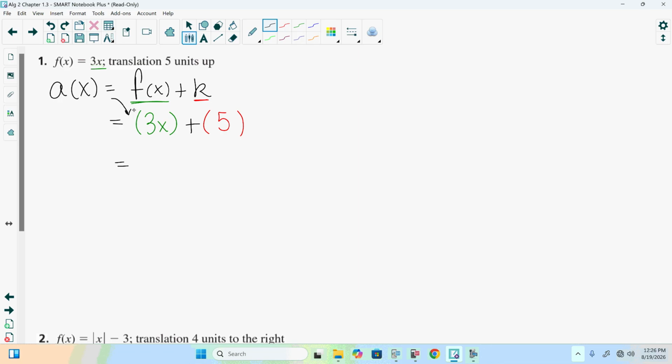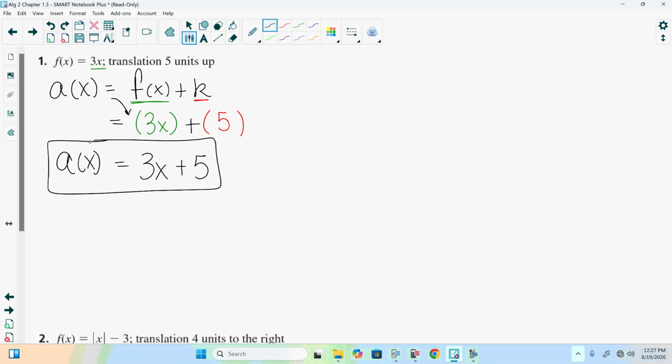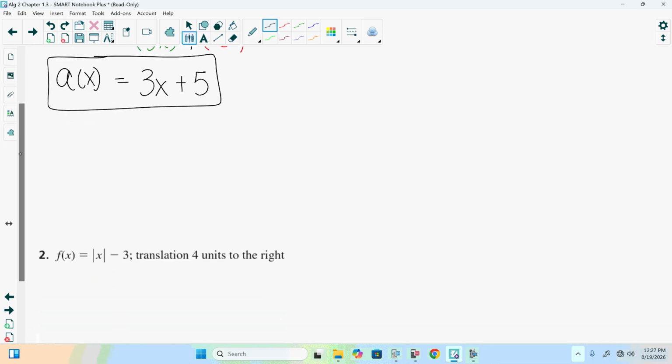Is there anything in front of our 3x? Nope, so it's just going to be 3x plus 5. No like terms, nothing we can do. It's just 3x plus 5. Questions on this here? This one's kind of nice. We literally just added 5 to it and we're done.